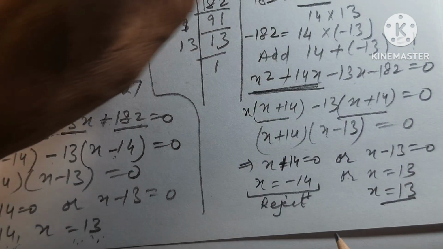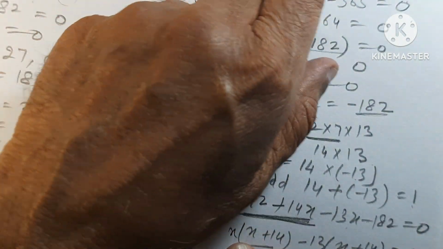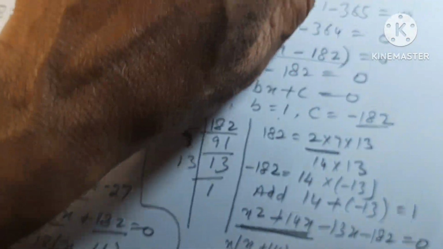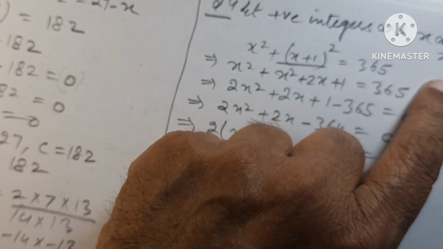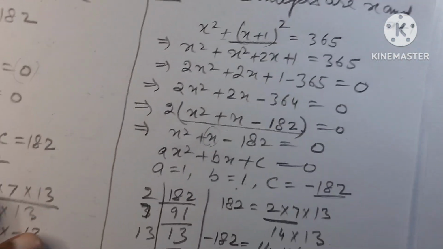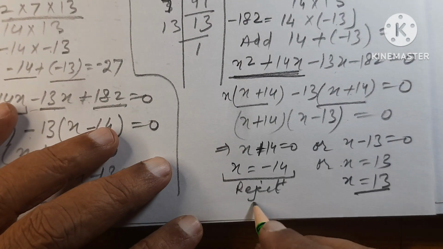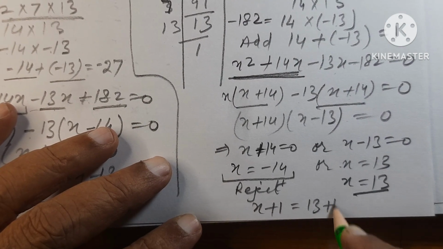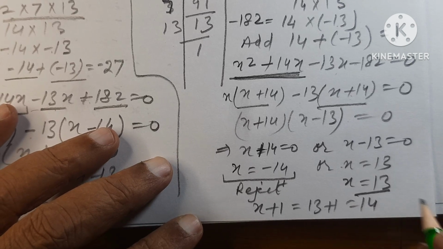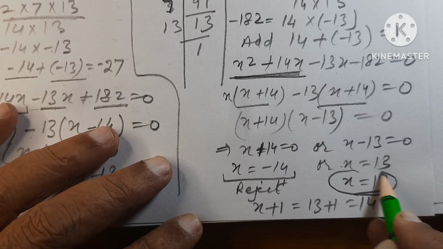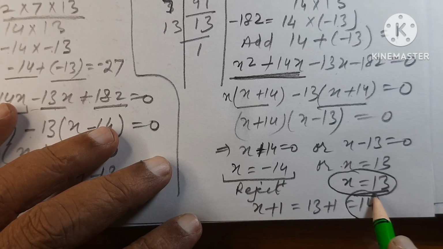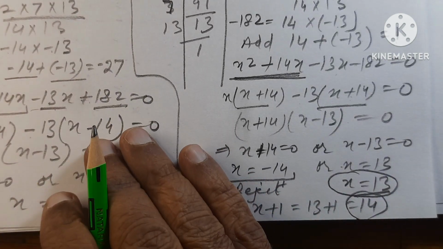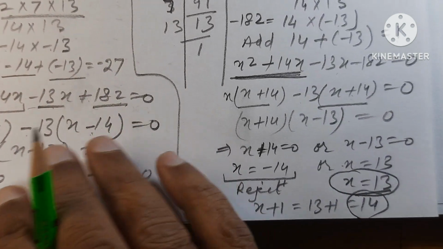Other number will be x plus 1. We supposed the numbers x and x plus 1. So x plus 1 will be 13 plus 1 is equal to 14. So our required numbers are 13 and 14. This is question number 4. Now let us go to question number 5.